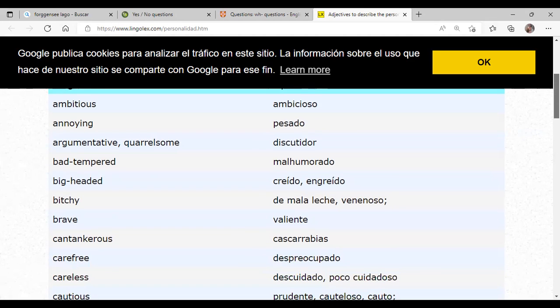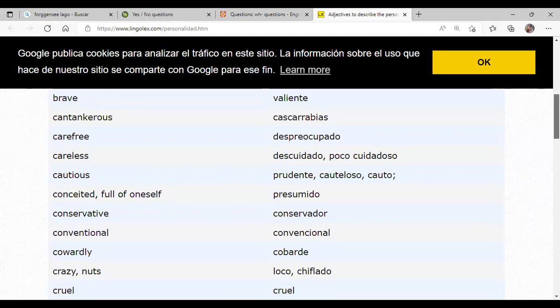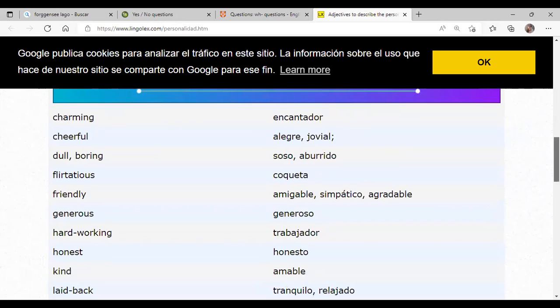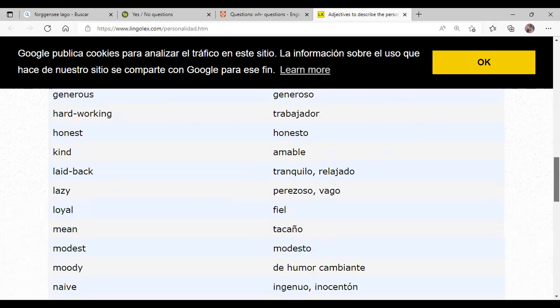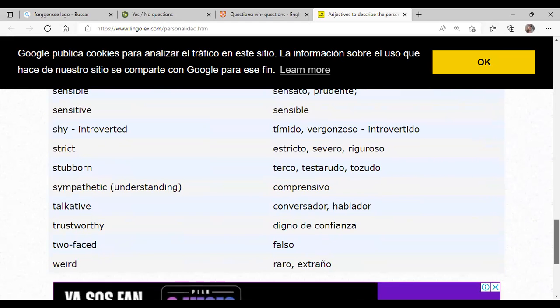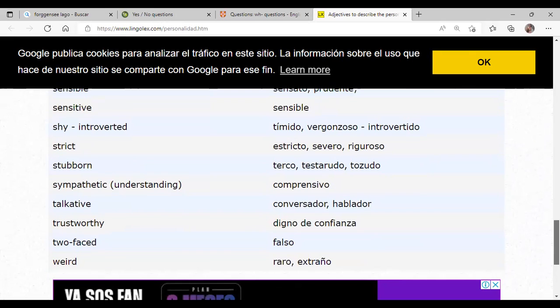Brave, valiente. Carefree, despreocupado. Cautious, prudente, cauteloso. Conservative, conservador. Crazy, loco. Cruel, cruel. We also have, for example, kind, amable, laid back, tranquilo, cheerful, alegre, charming, encantador, etc. So, as you can see, we have a big list of vocabulary to describe a person in terms of personality.